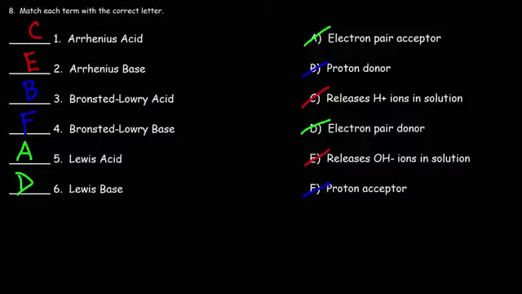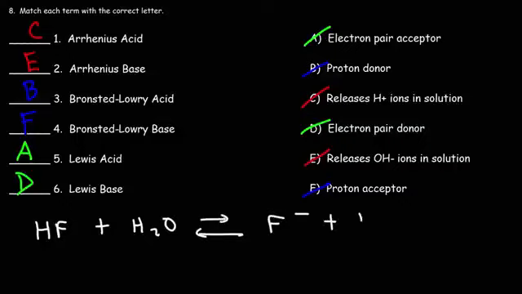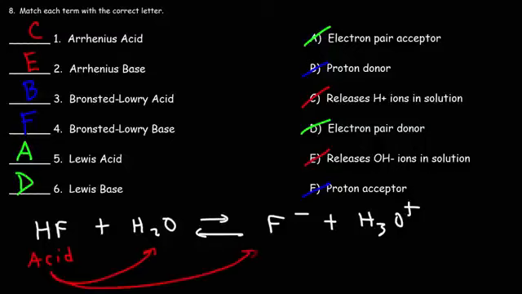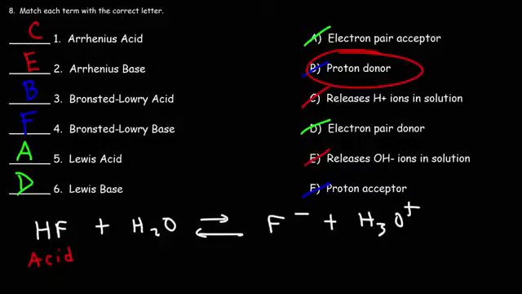Now, let's focus on the Bronsted-Lowry definition of acids and bases. Let's say we have HF reacting with water, where we're going to get fluoride and H3O+. HF is the Bronsted-Lowry acid. I'm just going to write acid because it donates a proton to water in order to become fluoride. So as HF becomes fluoride, it loses a proton. It donates a proton. So the proton donor is the Bronsted-Lowry acid.